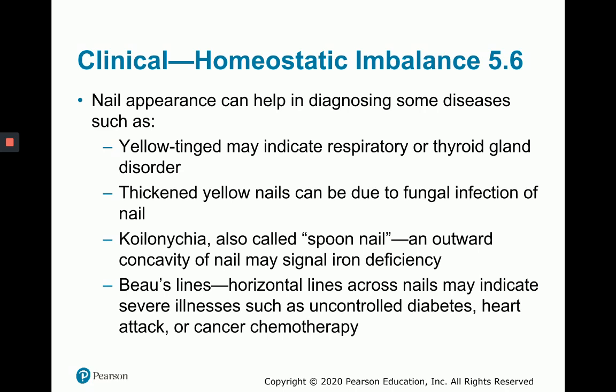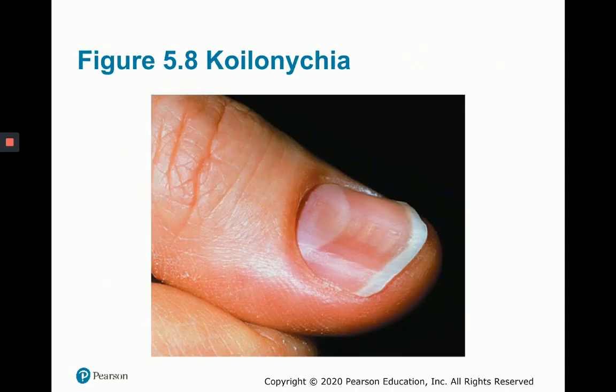Then if you have Beau's lines, which are horizontal lines that cross the nail, this could indicate illnesses such as uncontrolled diabetes or a heart attack or even the result of cancer chemotherapy. Here is that spoon nail, so you have kind of that central concavity, the koilonychia. Maybe pronouncing that wrong, that's just always how I pronounced it.